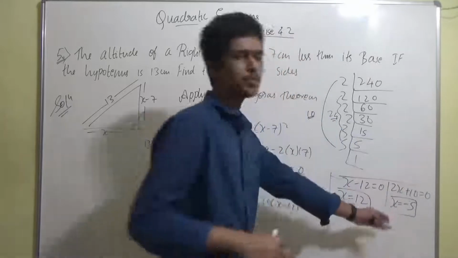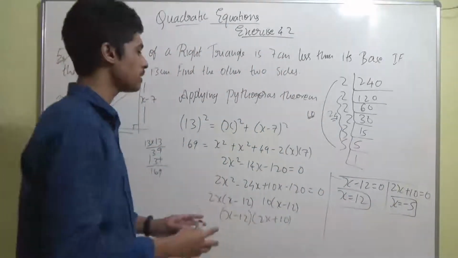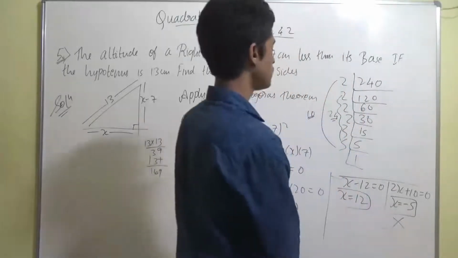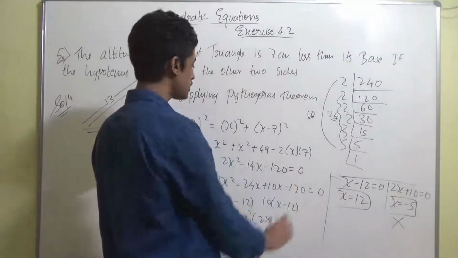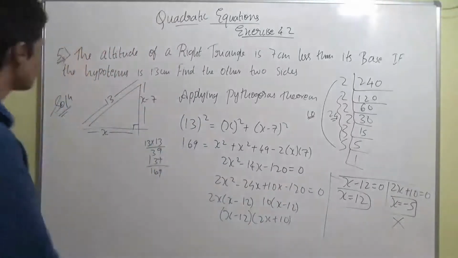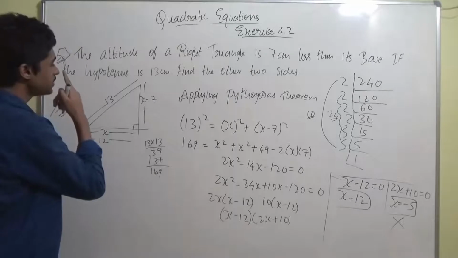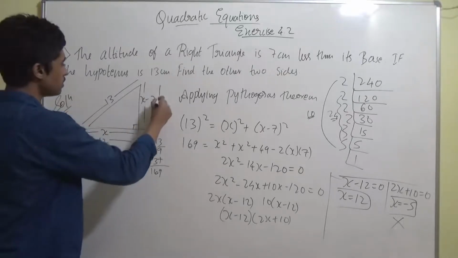So guys, can length be in minus? No, right, it's not possible. A length cannot be negative, it's a positive magnitude quantity. So it's a positive quantity, it can't be minus. So the only thing which I have to consider is 12. So the base equals 12, and the height equals 12 minus 7, which is 5.